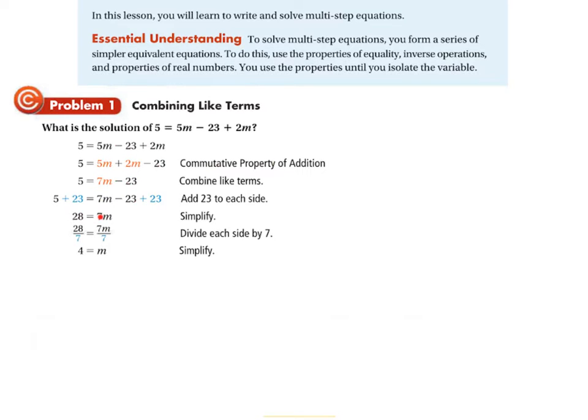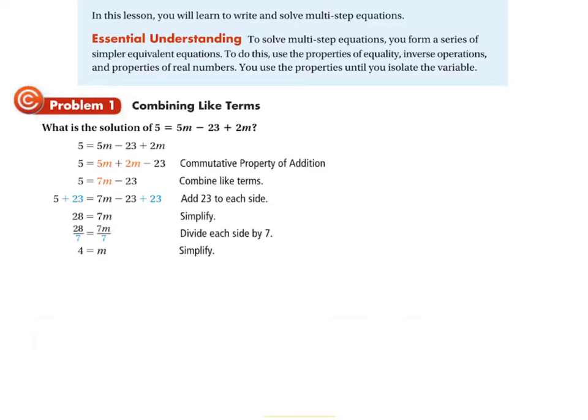Now you have this line as the simplified line. And what do we want to do next? Well, whatever's in front of the variable here, whatever's happening to the variable, that's what we want to undo. It's being multiplied by 7, so we want to do the inverse operation, divide by 7. And if you do it to one side, you do it to the other. So 7m divided by 7, that's 7 over 7 equals 1. So you get 1m or just m. 28 divided by 7 is 4.